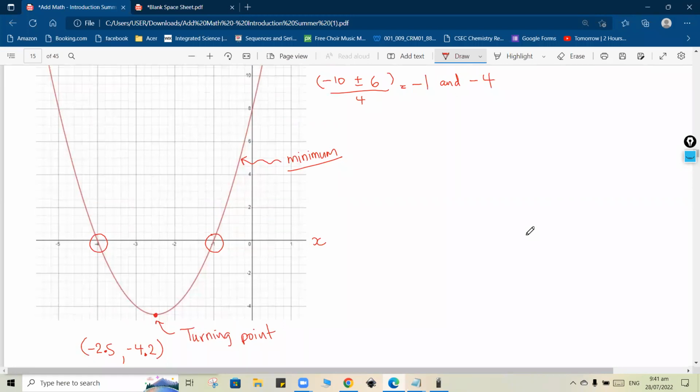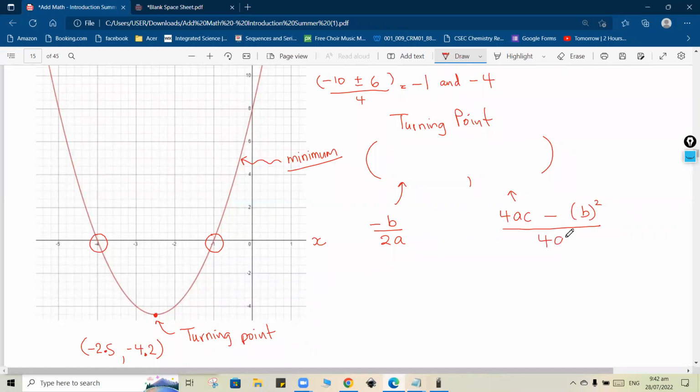And to be honest, this is the first time I'm actually doing this question, so I'm guessing just like you guys. To calculate the values of the turning point, we're going to use back the same two formulas. There's no difference whether it's a maximum or a minimum. It's the same exact formula. Minus b divided by 2a and 4ac minus b squared divided by 4a.